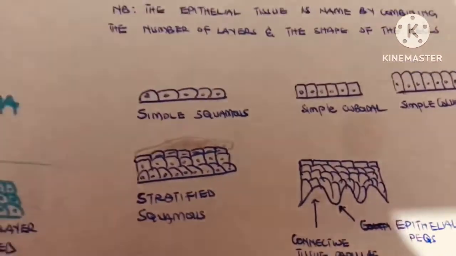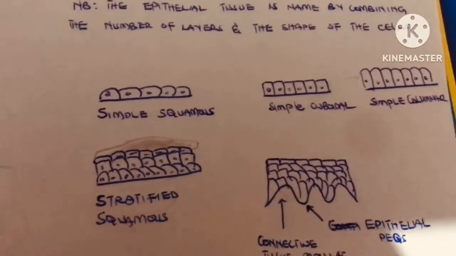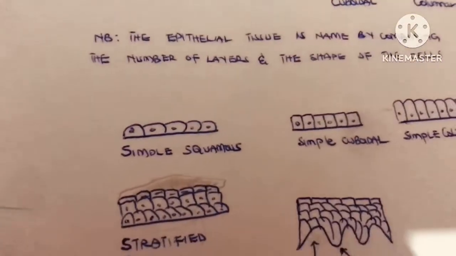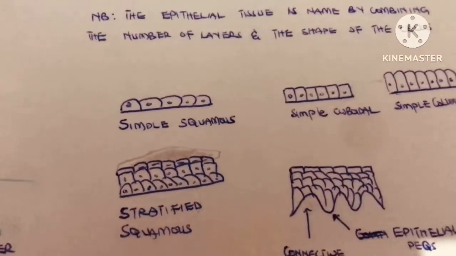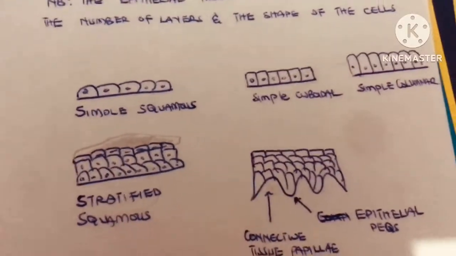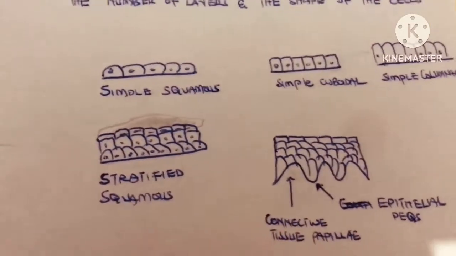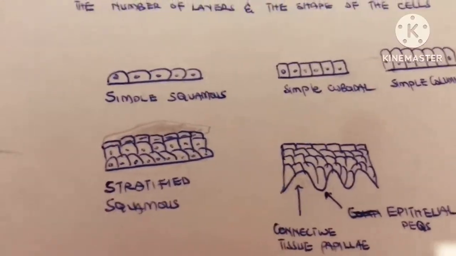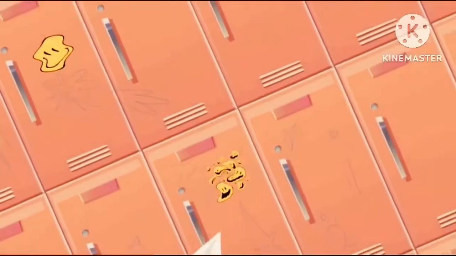Hope you understand. You also have to know where you can find these epithelial tissues. For example, simple squamous can be found in blood vessels, and in internal cavities like the pericardial cavity and pleural cavity. You must know all these things, and I will post these things at the end of the video. Hope you understand. So this is all for epithelial tissue. Thank you.